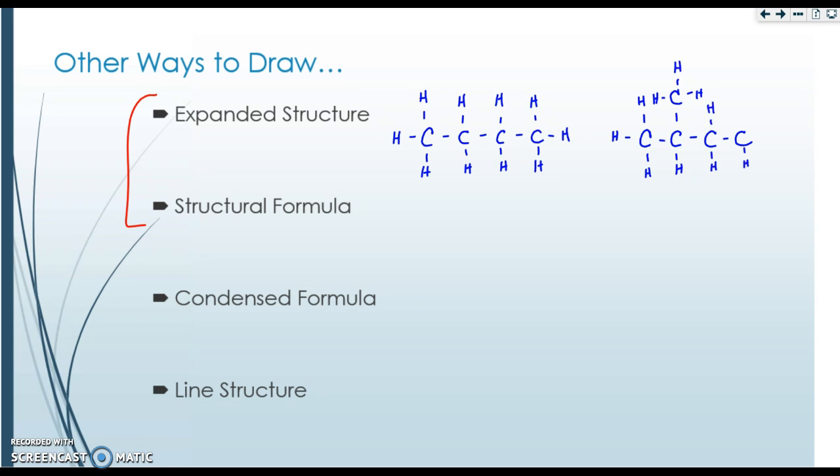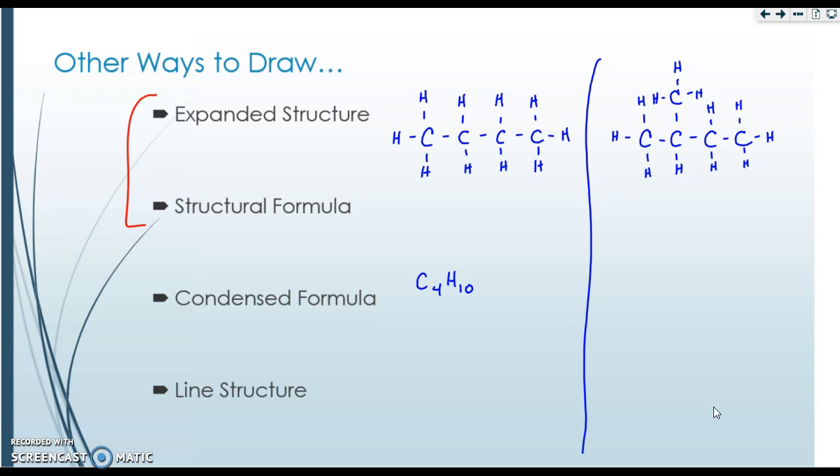We also have something called a condensed formula, which is a condensed version of the expanded formula. Your condensed formula is really kind of like an expanded out chemical formula in a way. So if we focus on butane, which is up here, we have a total of 4 carbons and a total of 10 H's. So the chemical formula would be C4H10.